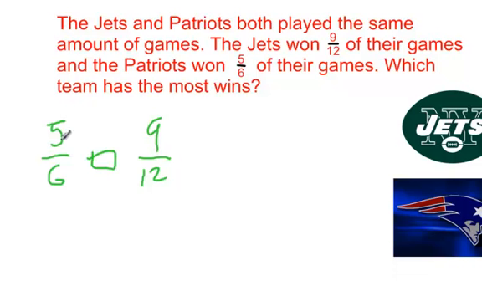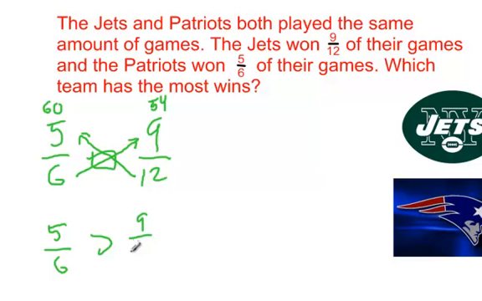So I could do 5 times 12. I remember this. I put my arrow there and I get 60. And then I do 6 times 9. I get 54. The answer goes above wherever the numerator was. So for 6 times 9, I put it above that numerator. And then I'm just going to rewrite it down here. 5/6 would be greater than 9/12 because 60 is greater than 54.